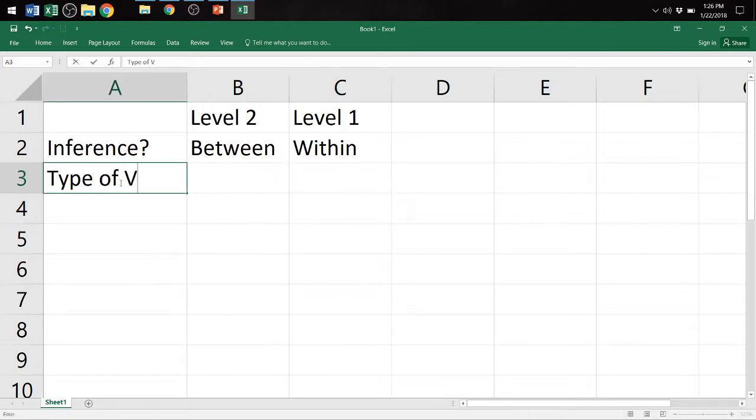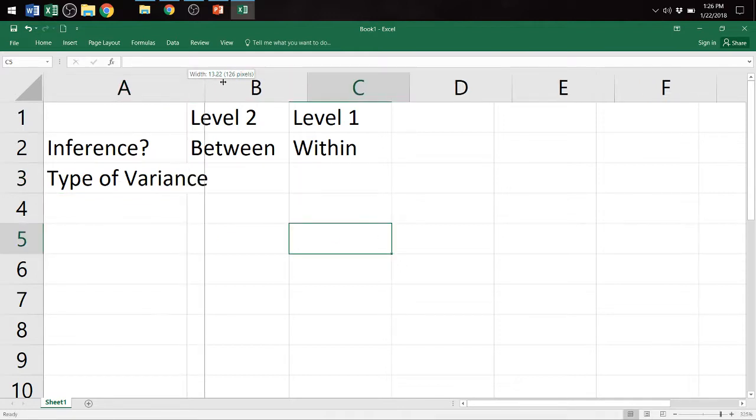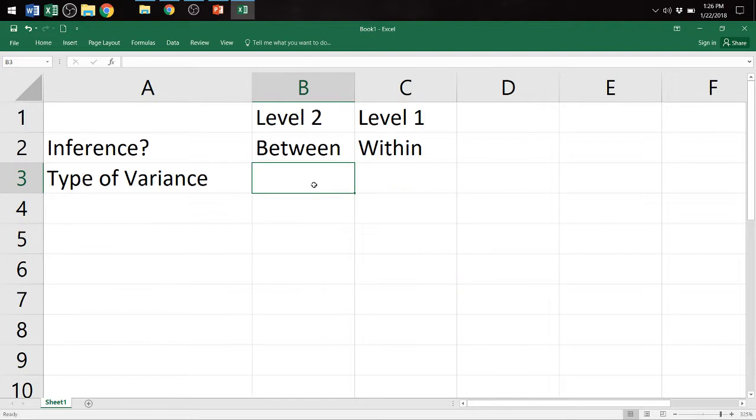I'm going to say type of variance. I'm looking for terminology here. Both types of variance start with an R, so that doesn't help. Random. Which one's random? Level 2. If I had a level 3 in here, would it be random also? Yes. So anything above 1, random effects.